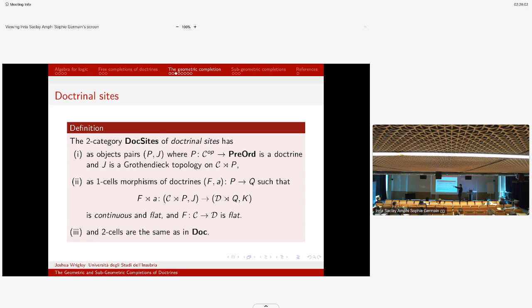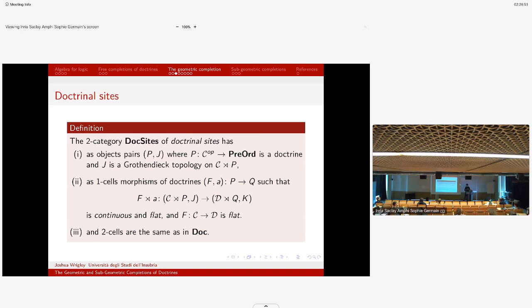And then the 1-cells are going to be those morphisms of doctrines such that when you take this F R times A, considered as a functor between sites, this is what's called a morphism of sites, or can also be written as continuous and flat, so that is cover preserving and preserves relatively finite limits. And then I also require that the base functor between the categories is flat, by which I mean it's a morphism of sites when both categories are endowed with the trivial topology. And then the 2-cells are going to be the same as the 2-cells considered between doctrine morphisms.